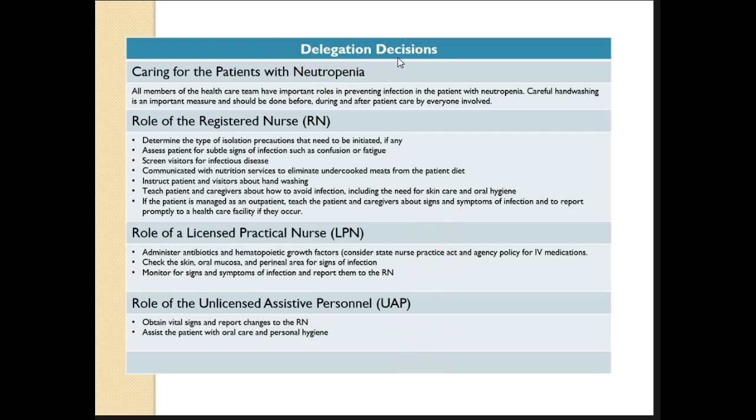Understand your delegation decisions when you're caring for the patients with neutropenia. All members of the healthcare team have important roles in preventing infection in the patient. Careful hand washing is one of the most important measures and should be done before, during, and after patient care by everyone. As the registered nurse, you need to determine the type of isolation that needs to be initiated. Assess your patient for subtle signs of infection such as confusion or fatigue. Screen visitors for infectious diseases as they do not need to be visiting with the patient.